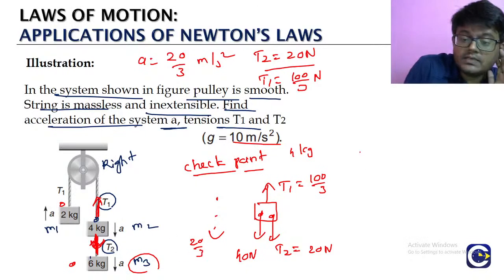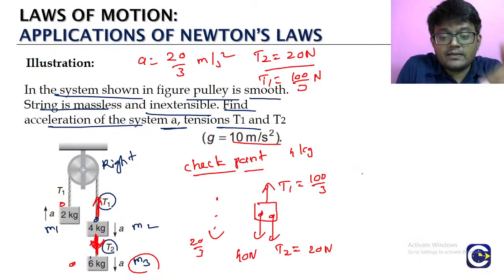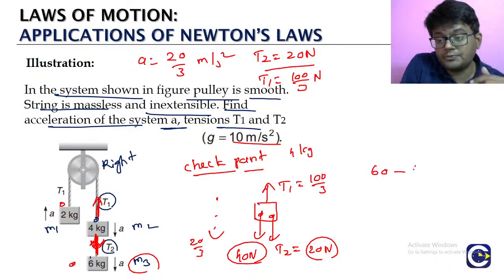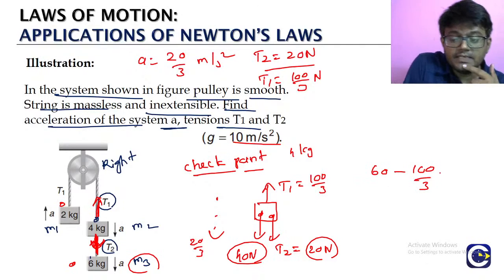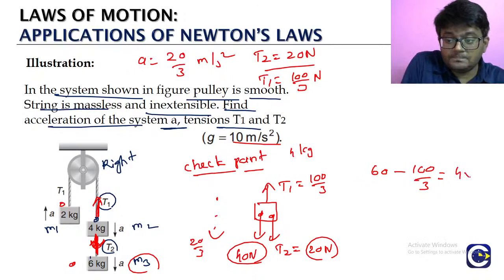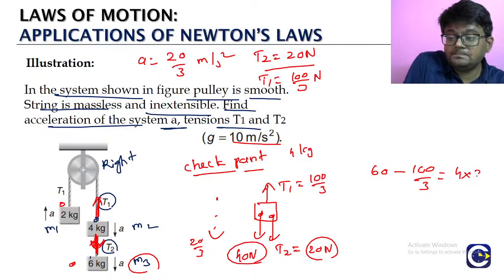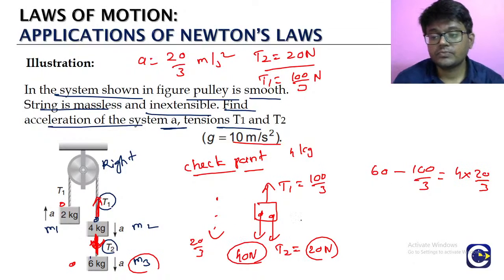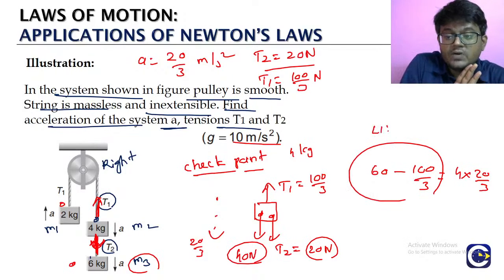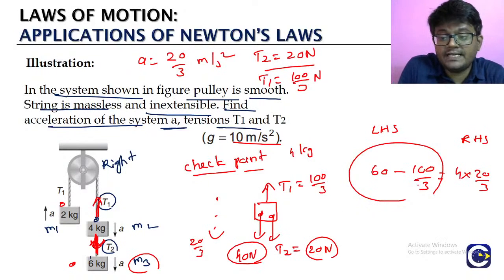Now look at it. What must be the equation? The net downward force means what? Downward we have 40 and 20, totally 60, minus the upward force, 100 by 3. This should be equal to the mass of the object, which is 4, into the acceleration. So we have to check whether this is correct or not. The left hand side is the net force, and the right hand side is mass into acceleration.